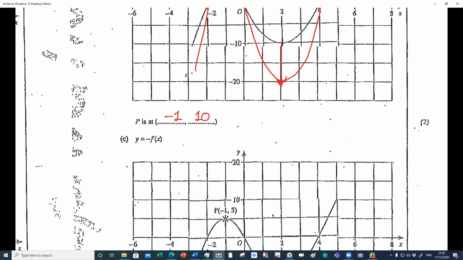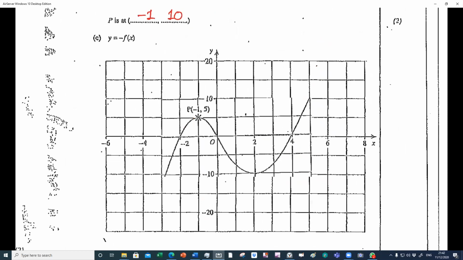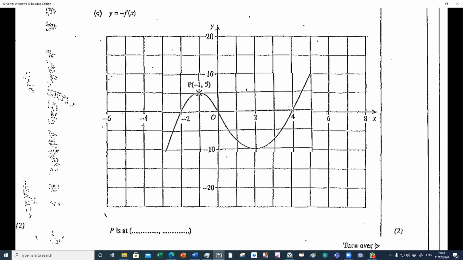Yes. Next one at the bottom. Okay. y equals minus f of x. So where's the minus? Outside, inside, where is it? Outside. What does the outside mean? That you reflect it in the x-axis. And if it was on the inside? Then it's the y-axis. Fantastic.